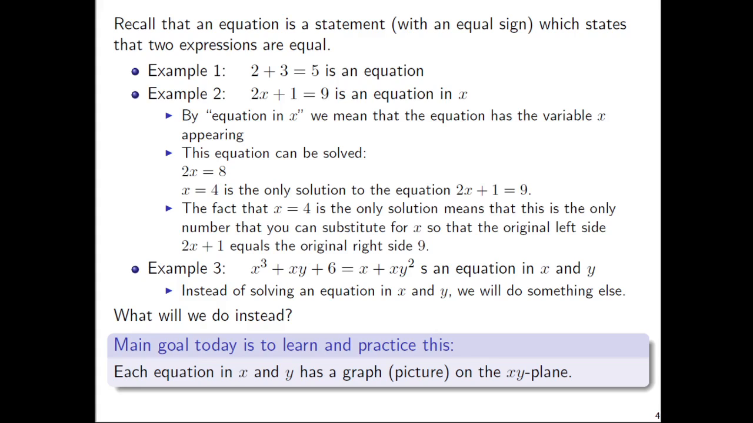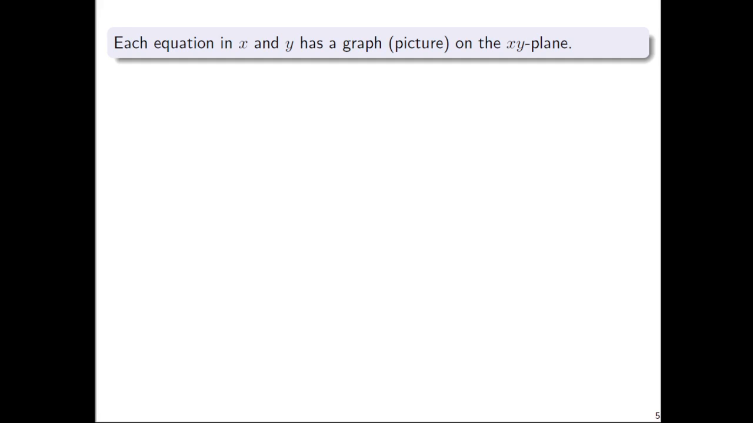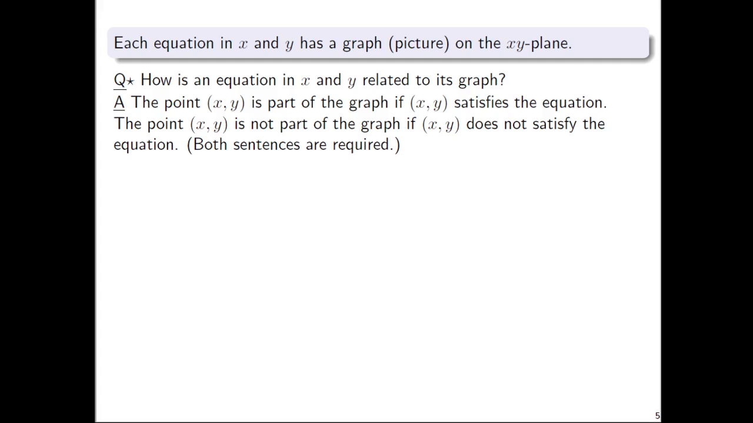So each equation in x and y, such as the one we just saw, has a graph or picture on the xy plane. Each equation in the two variables x and y has a picture. So this is the most important thing really to dig into. That's why there's a star here. How is an equation in x and y related to its graph? Well, the point xy is part of the graph if xy satisfies the equation, and the point xy is not part of the graph if the point xy does not satisfy the equation.